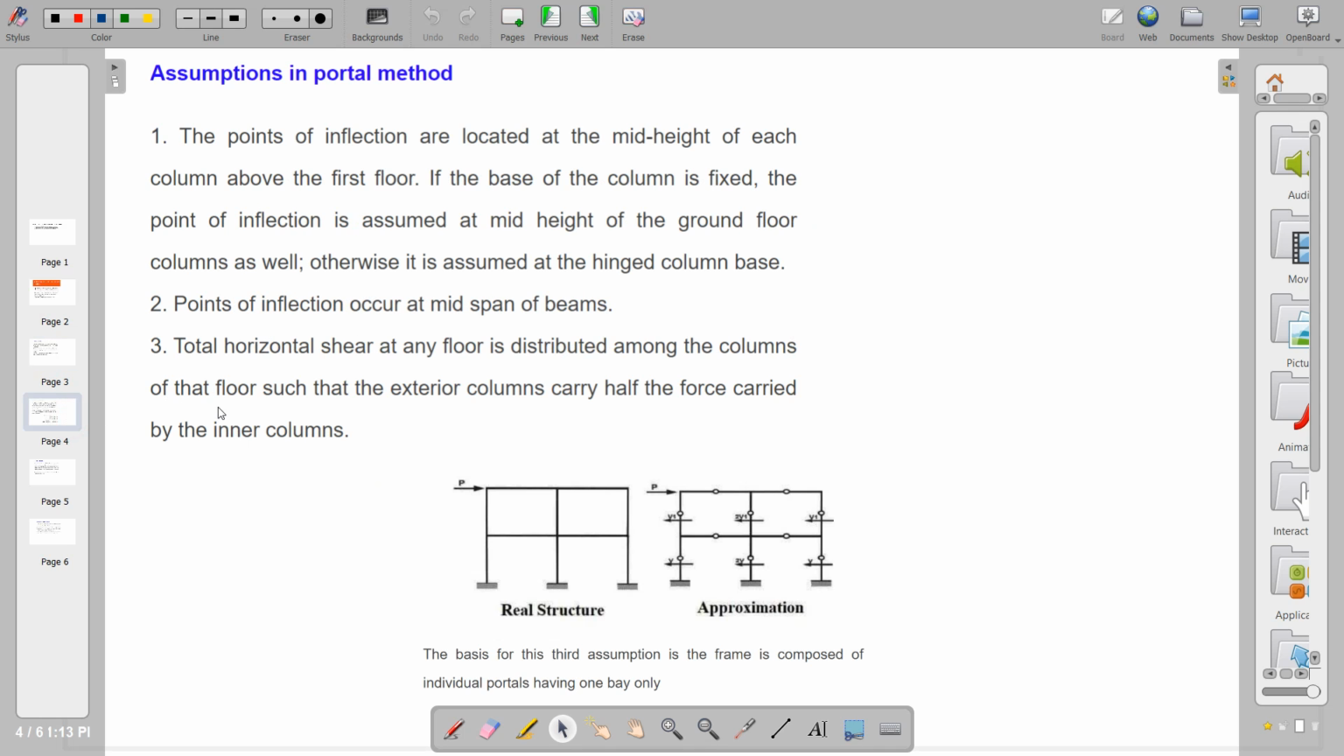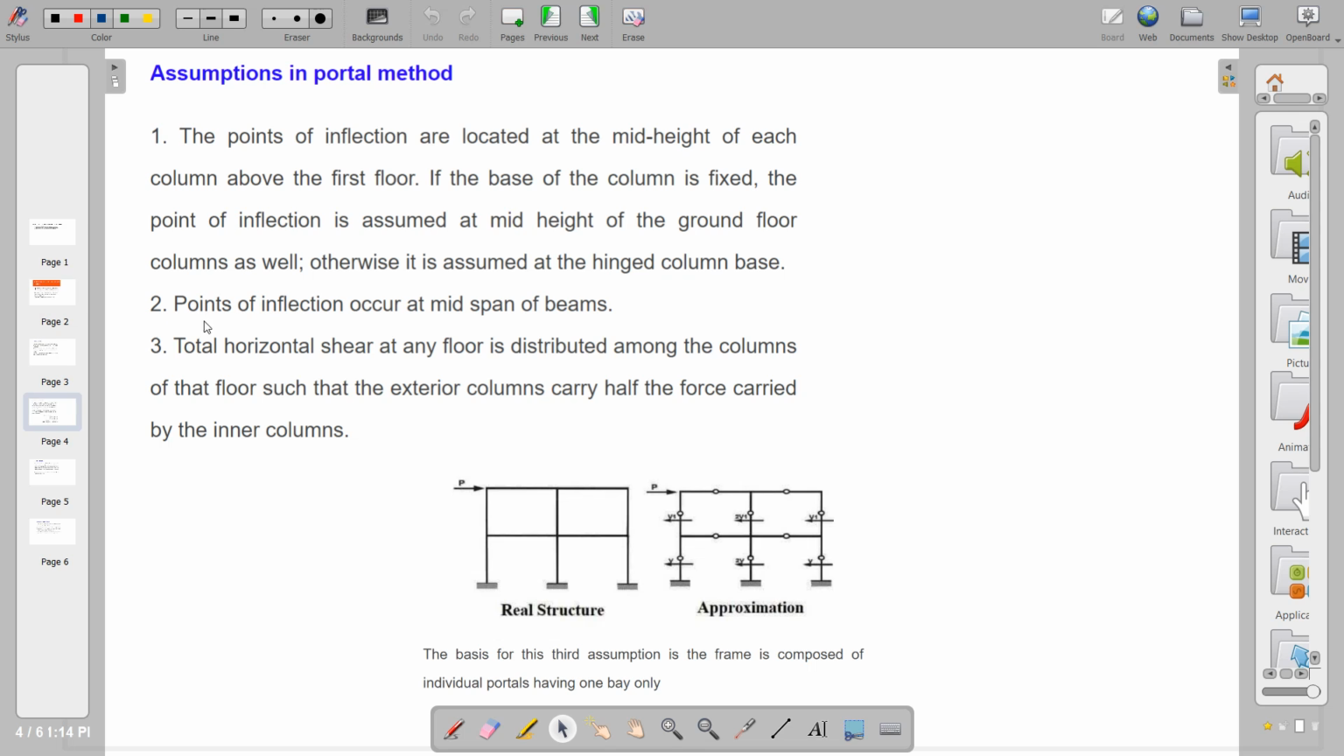So we have here three assumptions. Number one, the points of inflection are located at the mid-height of each column above the first floor. If the base of the column is fixed, the point of inflection is assumed at the mid-height of the ground floor column as well. Otherwise, it is assumed at the hinge column base.